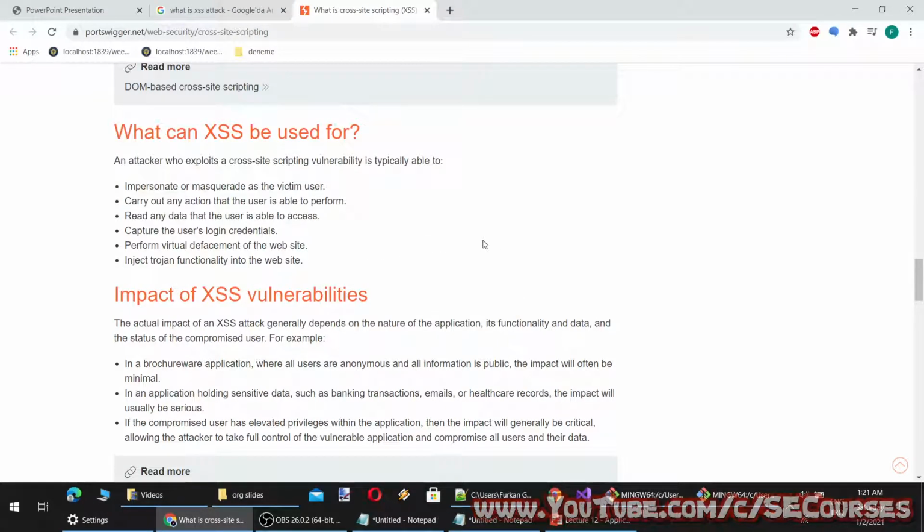What can XSS be used for? An attacker who exploits a cross-site scripting vulnerability is typically able to impersonate or masquerade as the victim user, carry out any action that the user is able to perform, read any data that the user is able to access, capture the user's login credentials, perform virtual defacement of the website, and inject Trojan functionality into the website. You see, basically, it can be used for anything. It is extremely dangerous.